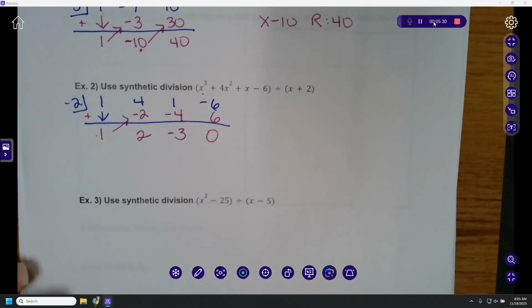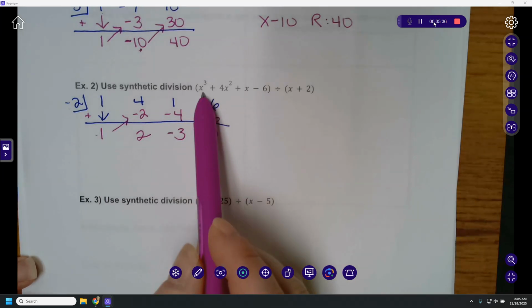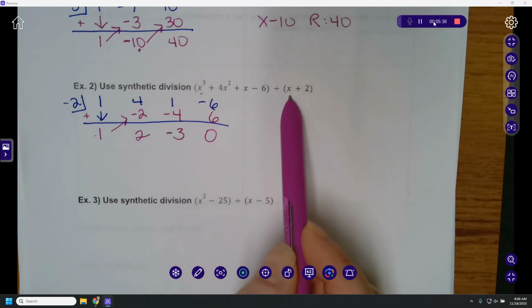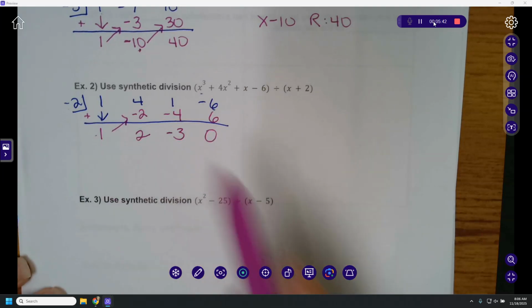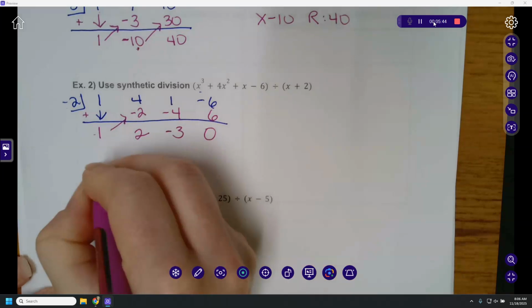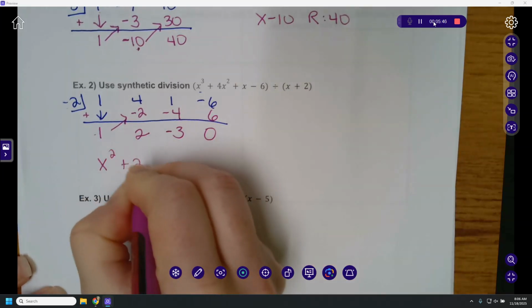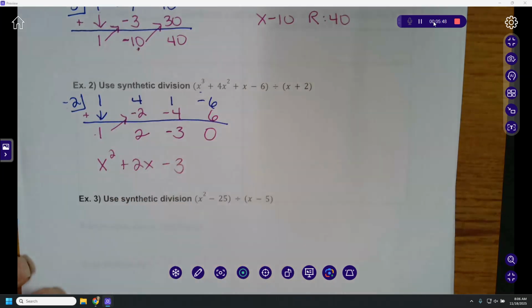Okay, so now we put the degrees back in again. This was degree 3, and I took off 1 degree because I was dividing by an x. So this is now going to be degree 2. So our answer is 1x squared plus 2x minus 3.